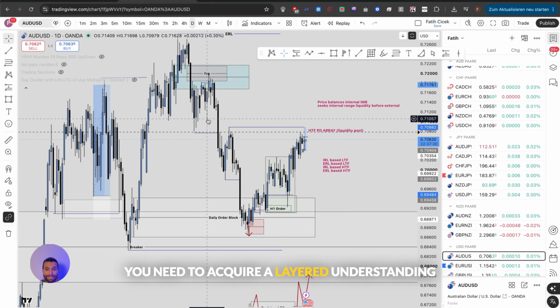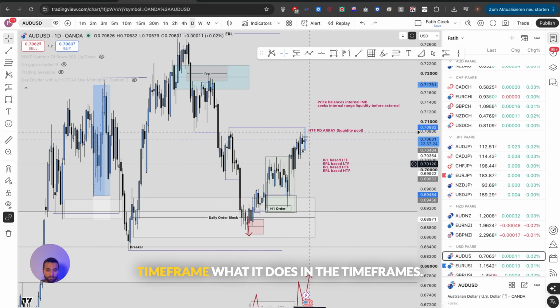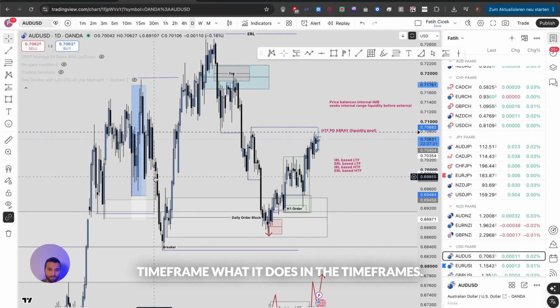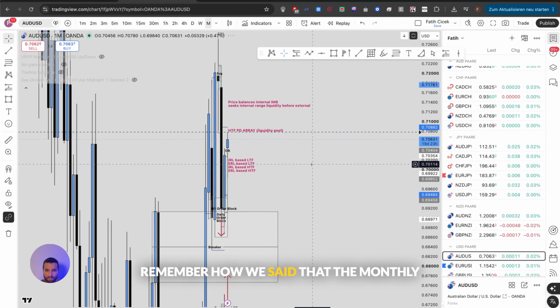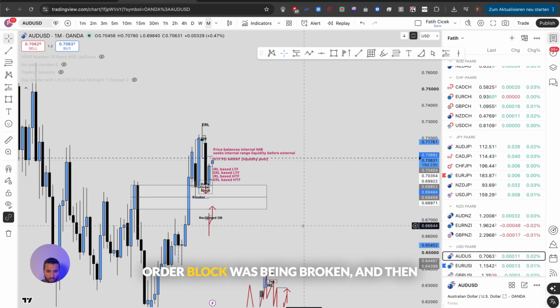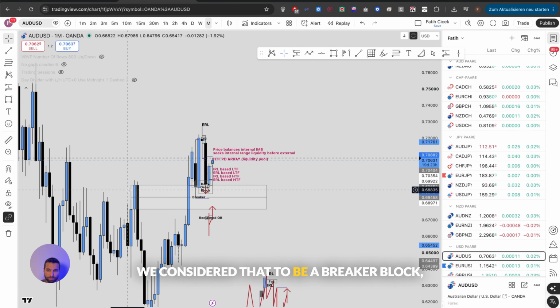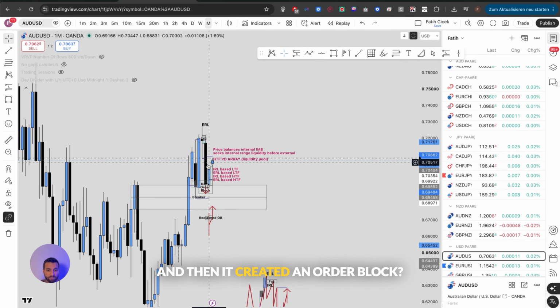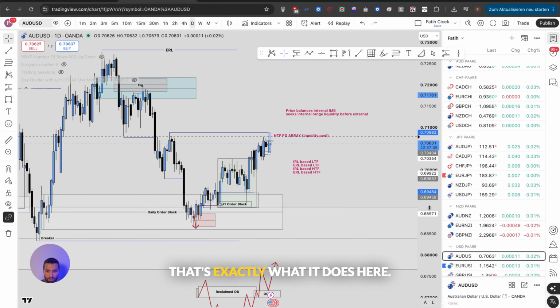You need to acquire a layered understanding of price action because price is fractal. It's going to do the same thing in the lower time frame that it does in the higher time frames. Remember how we said that the monthly order block was being broken, and then we considered that to be a breaker block, and then it created an order block?